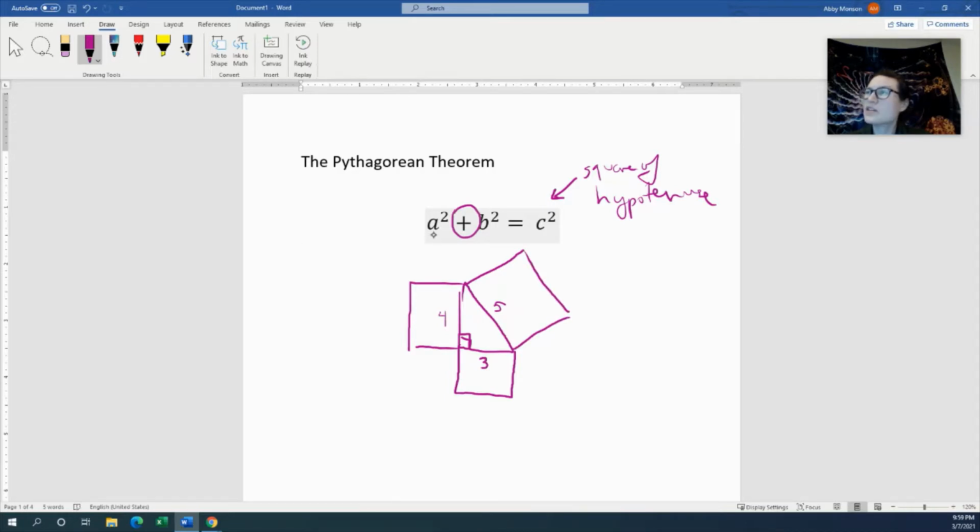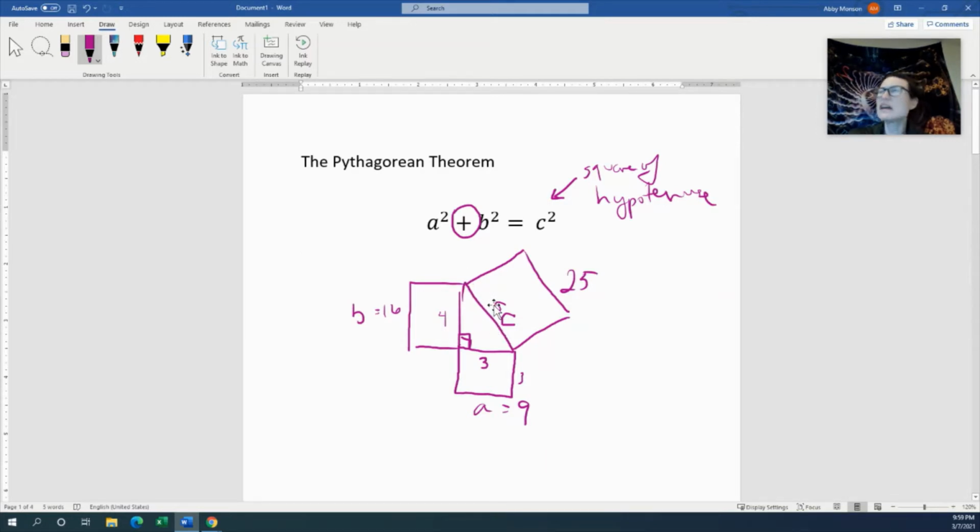Let's check it out. 3 times 3, remember, area is length times width. So 3 times 3 is 9. So the area of, we'll call this A, is 9. And the area of this side we'll call B, 4 times 4 is 16. Well, 16 plus 9 is 25. And according to this theorem, that should be the area of the side C, the long side. This is the hypotenuse. So 5 times 5 is 25. So when I add the squares of sides A and B, I get the square of C.